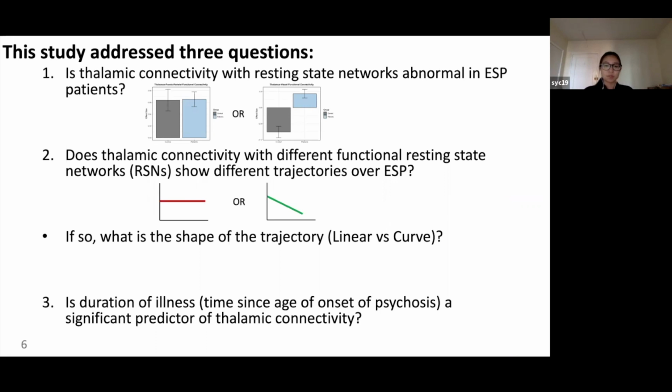And if the trajectories do change over time, what is the shape of the trajectory? Would it be mainly a linear trajectory or a curvilinear trajectory? And finally, there's the duration of illness, which we define as time since age of onset of psychosis. Is this a significant predictor of thalamic connectivity?